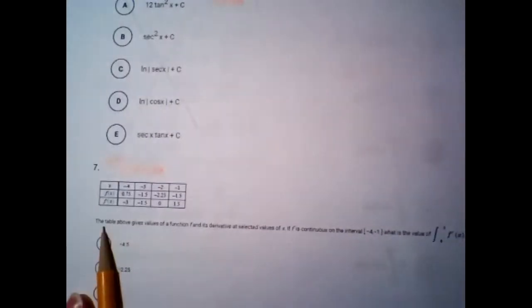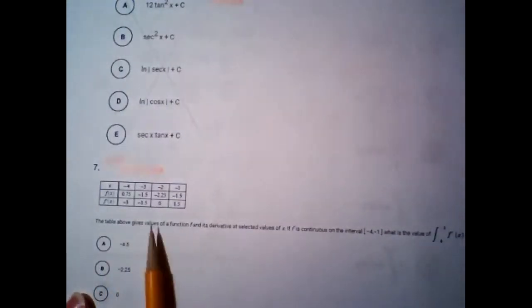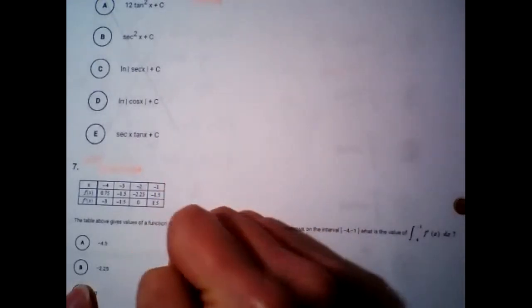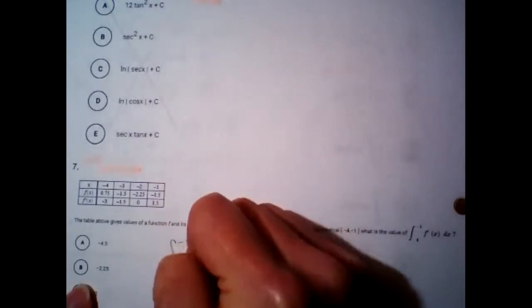All right, number 6 was the one that didn't have a correct answer, so skipping that. Number 7, the table above gives values for f and f prime. It is continuous from -4 to -1. What is the value of, and let me just write that a little bit bigger because it's kind of small.